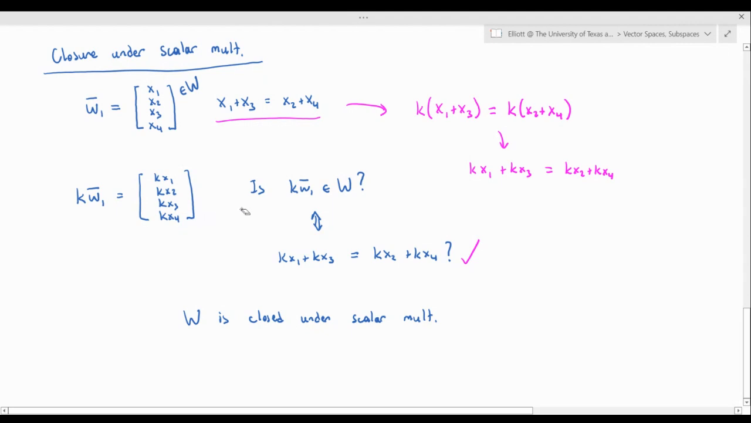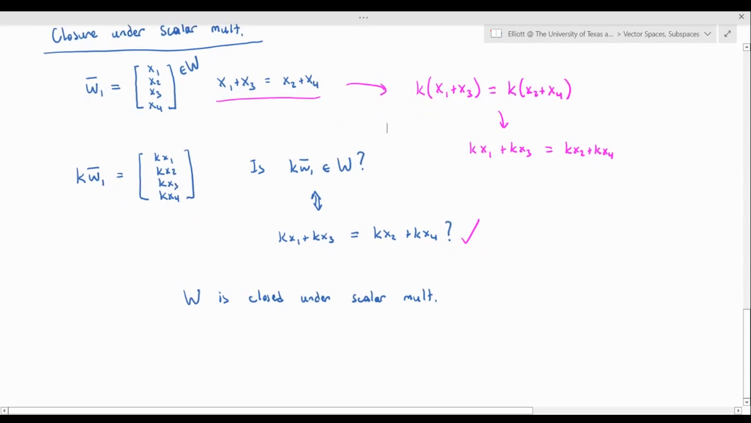And then the question was, is this new vector inside of W? For this vector to be in W, it has to satisfy this condition here. Its first and its third component added up must equal its second and its fourth component added up. We proved that this is true by using the fact that w1 is in W. So we have this equation is true. Then we just took what we knew and multiplied both sides by k. And that proved this result, that this equation is true down here. So that proves that W is closed under scalar multiplication. And then since W was both closed under addition and closed under scalar multiplication, that makes W a subspace.